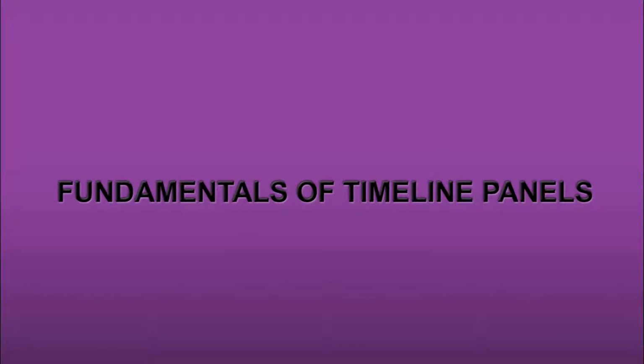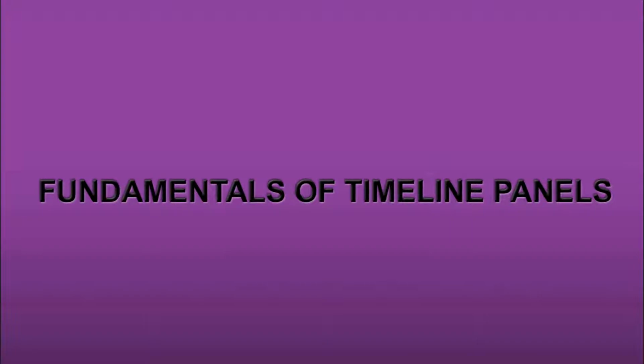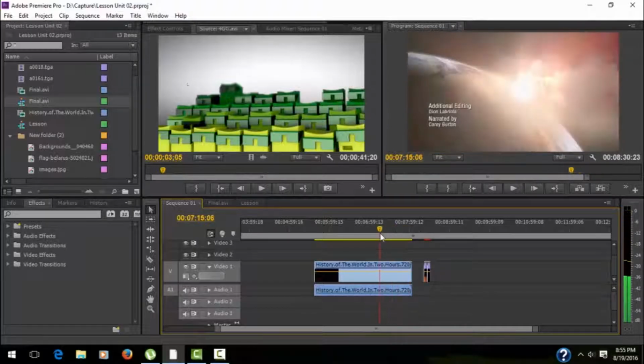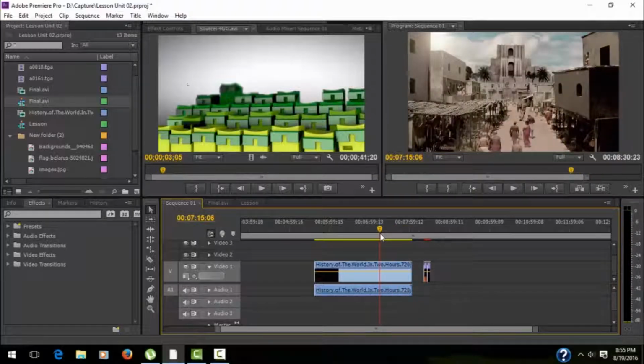Fundamentals of timeline panels. Time ruler. Tick marks and numbers indicating the sequence time are displayed along the ruler and change according to the level of detail at which you view the sequence. By default, these tick marks and numbers are displayed in the timecode display style specified in the display format field of the New Sequence dialog box.